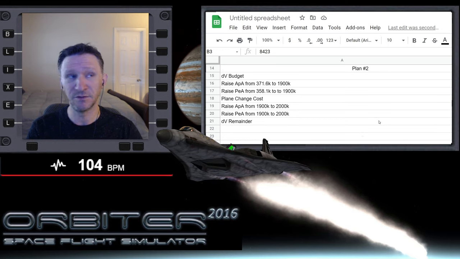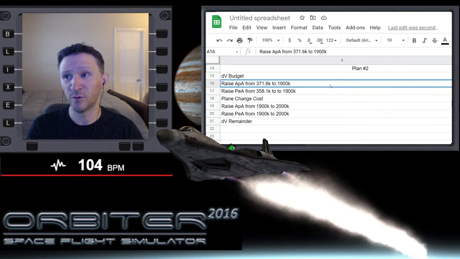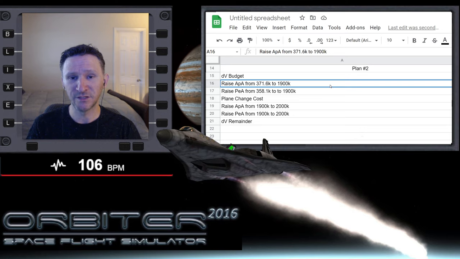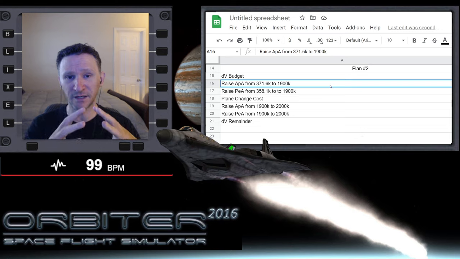So in plan number two, what we will do instead is raise our orbit, before we do the plane change, out to 1,900 kilometers, which is 100 kilometers below the Station 5. The reason we might consider doing that is because when you're in really tight around a body, plane change equals expensive, massively expensive.